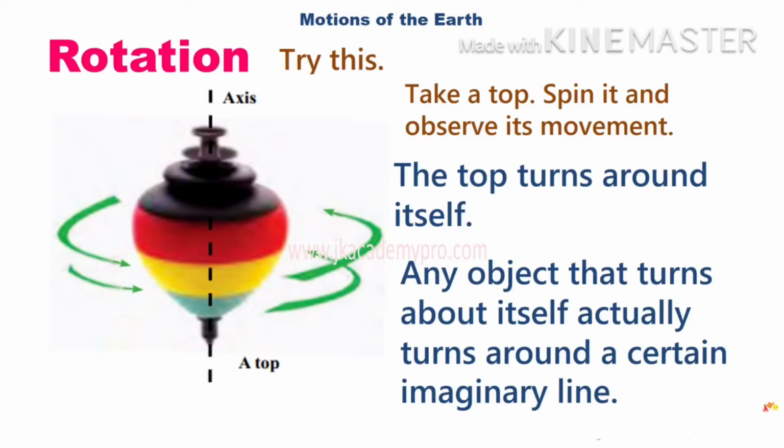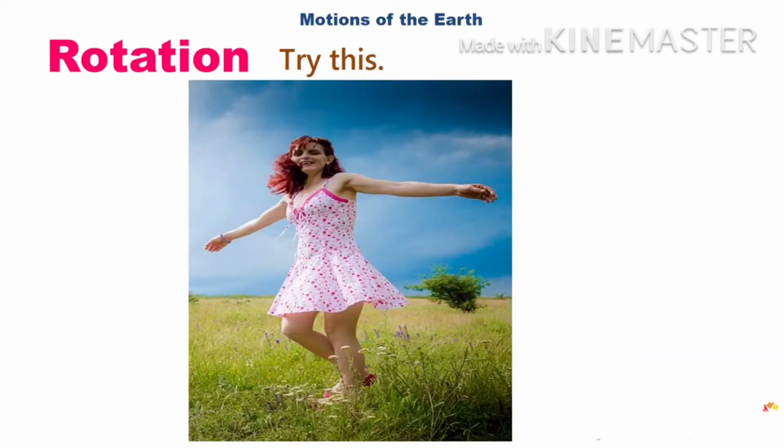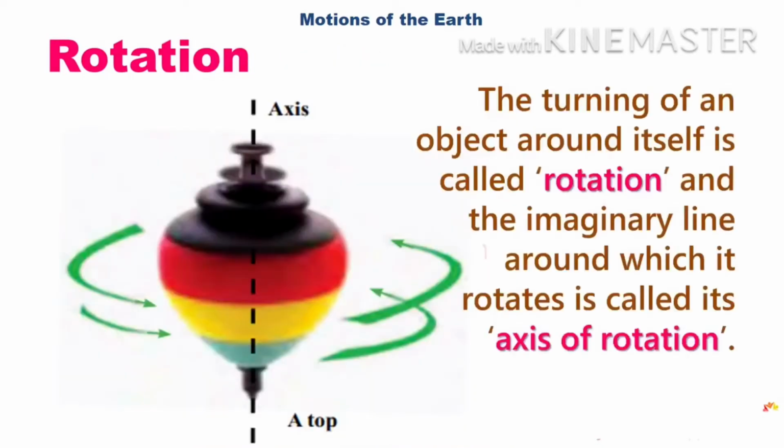We are going to perform an activity to learn about this imaginary line. So now stand like this in the picture and move around yourself. Just turn around yourself and you will see that you are just rotating along the one line. So this is called rotation. The turning of an object around itself is called rotation, and the imaginary line around which it rotates is called its axis of rotation. Means the imaginary line is the axis of rotation.